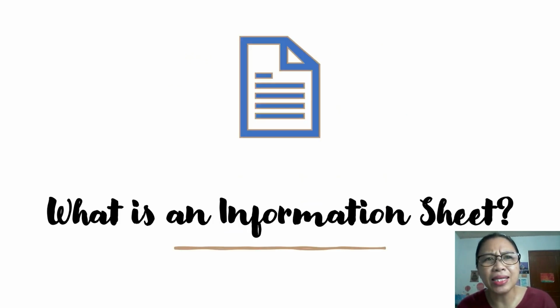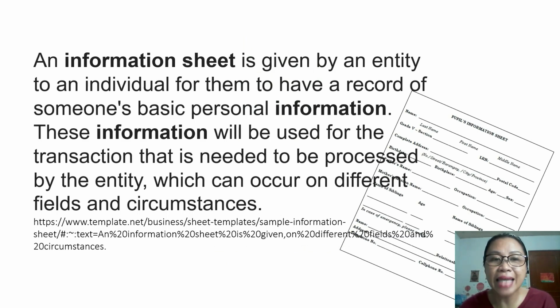But what is an information sheet? Let's read together the answer to the question. An information sheet is given by an entity to an individual for them to have a record of someone's basic personal information. This information will be used for the transaction that is needed to be processed by the entity, which can occur in different fields and circumstances.